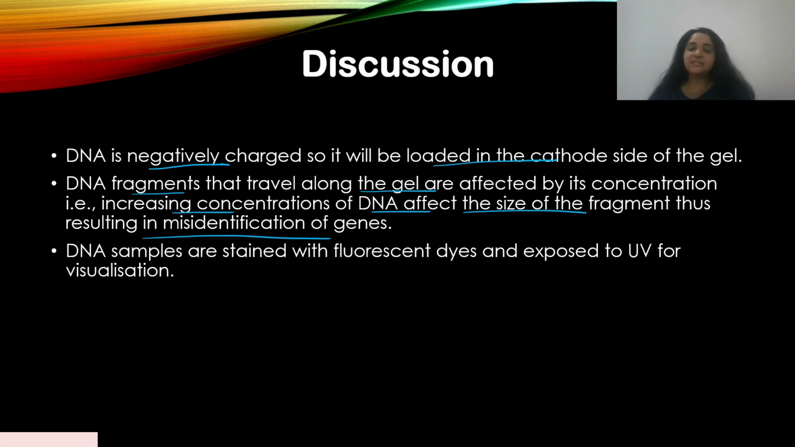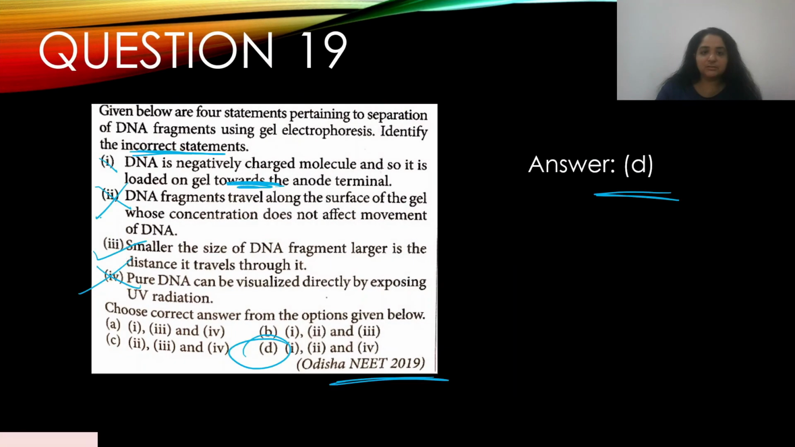The DNA samples are stained with, and this is an important piece of information, please remember this, fluorescent dyes and exposed to UV for visualization. Ethidium bromide is a fluorescent dye. The DNA samples are stained with that, and then when exposed to UV radiation, you can visualize your DNA fragments. So pretty much answered the question here. Yeah, 1, 2 and 4 are incorrect. This was a good question.